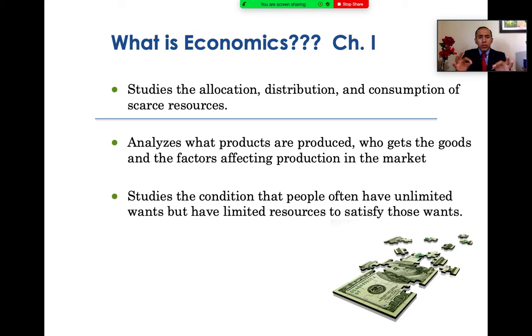Now, it also studies the condition that people often have unlimited wants, but have limited resources to satisfy those wants. And resources can be broken down into two categories: financial resources, which is cash, earnings, or some form of financial capital, and also economic resources, physical ability, land, labor, capital, plant, and equipment, or other economic tangible resources.